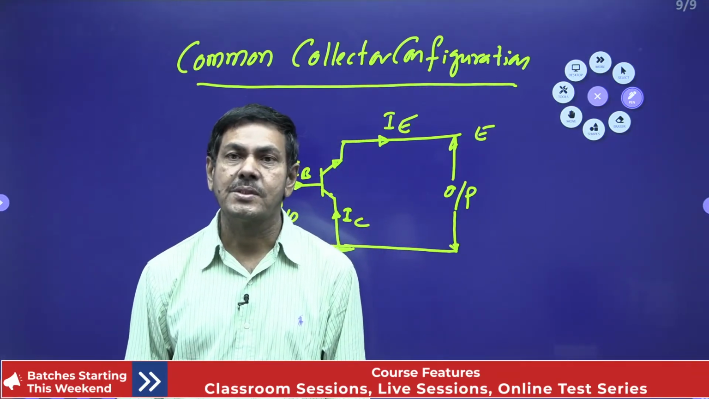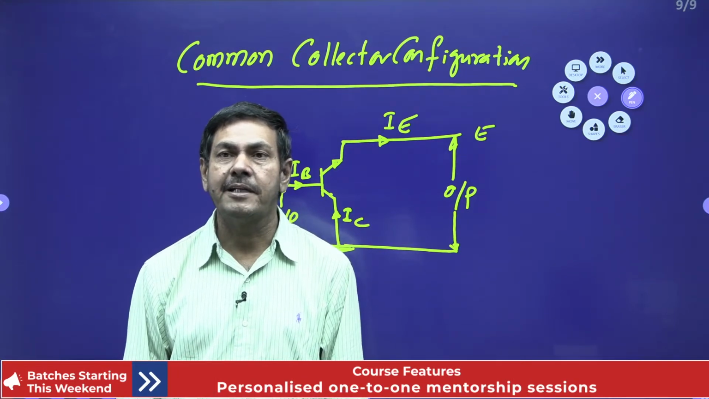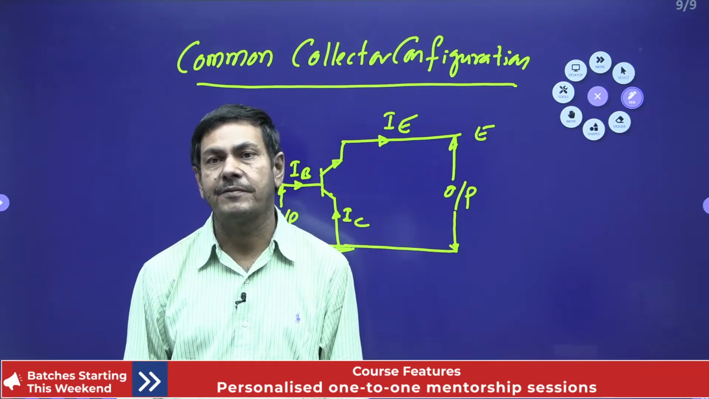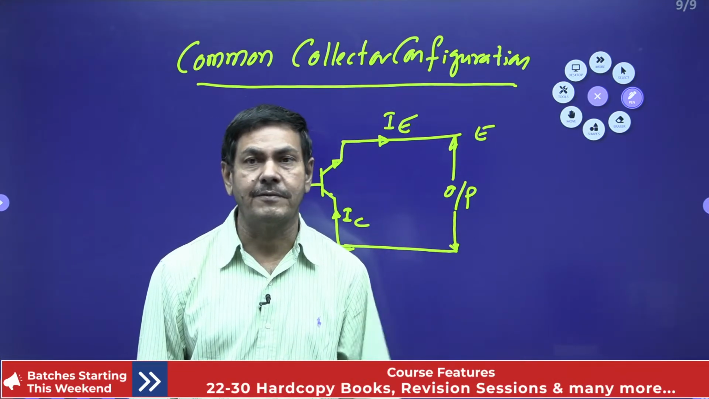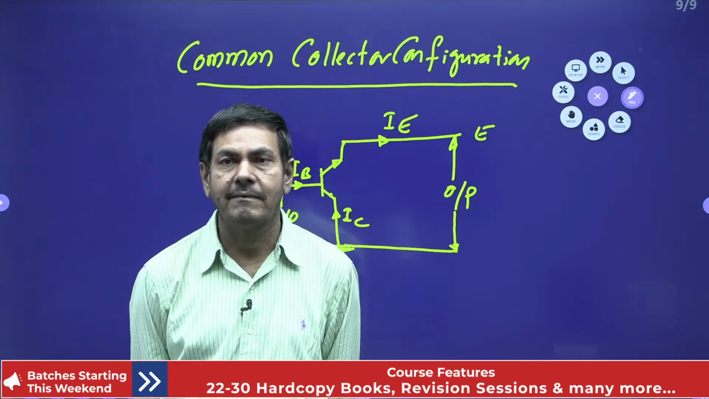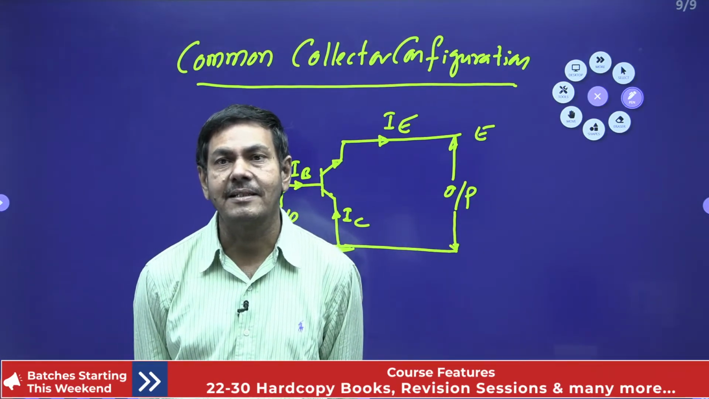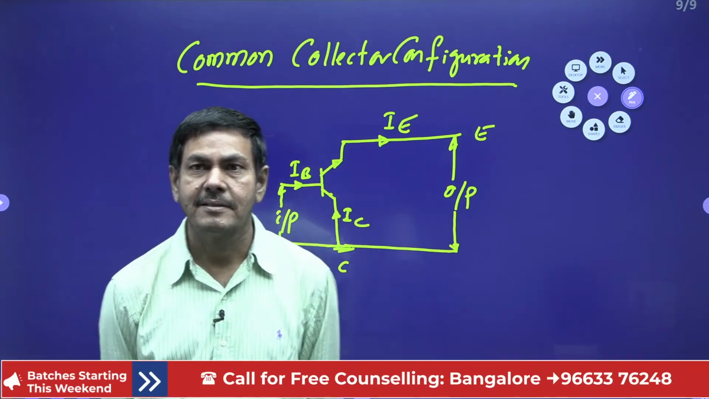When can we use it? Can anybody give an answer? I explained when to use common base configuration, and I explained when to use common emitter configuration. Easily you can tell when we need to use common collector configuration. Can anybody respond? Any student?